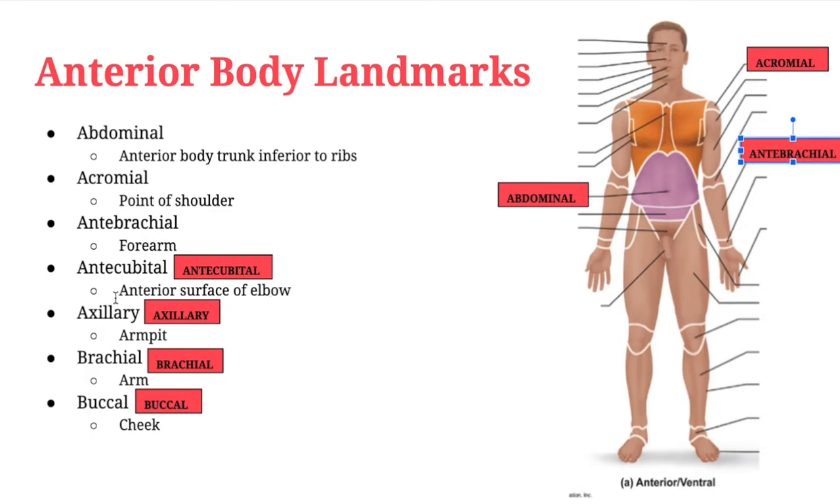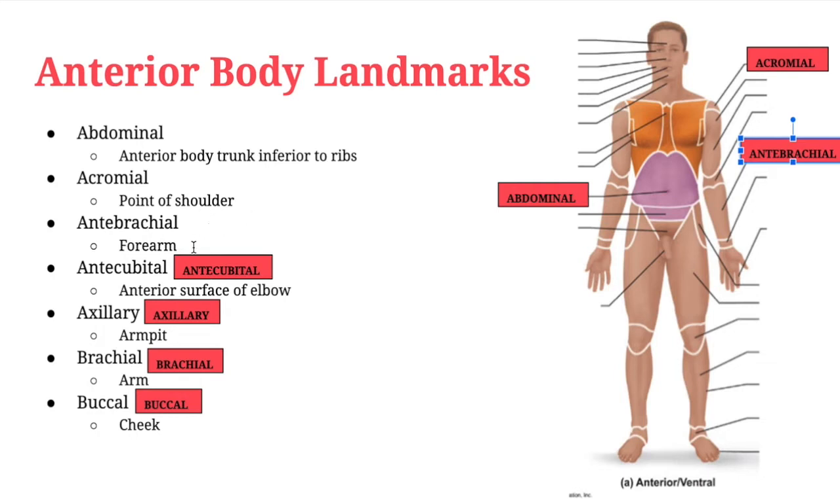Antecubital is the anterior surface of the elbow. One thing we need to keep in mind, and you can see it in the diagram, is that all of these are referring to places as if the person is in anatomical position. If we remember back to yesterday, anatomical position is standing erect or upright, palms facing forward, feet facing forward, like the person in the diagram is.